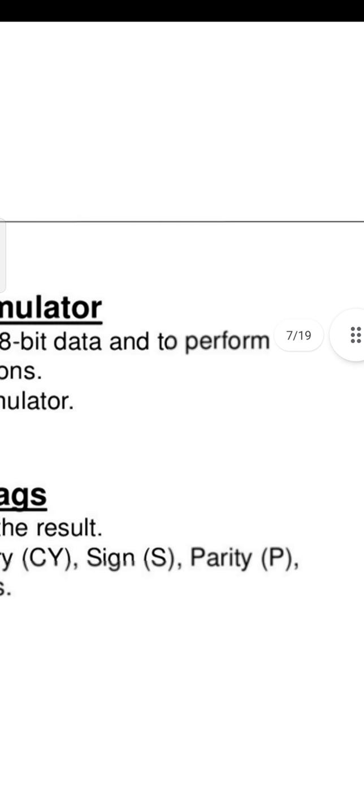The next one is the parity flag. The parity flag has even parity and odd parity. If the result has even parity, then the parity flag gets 1, otherwise it will be 0.